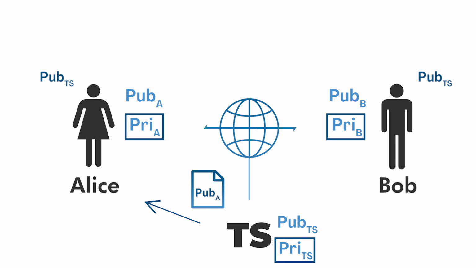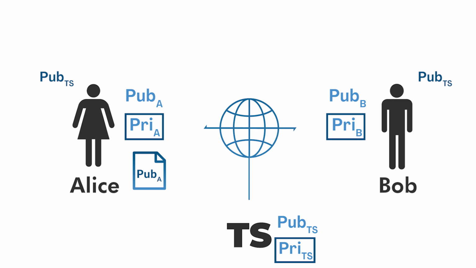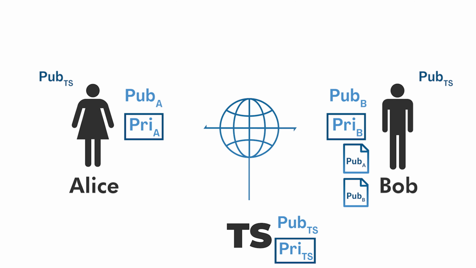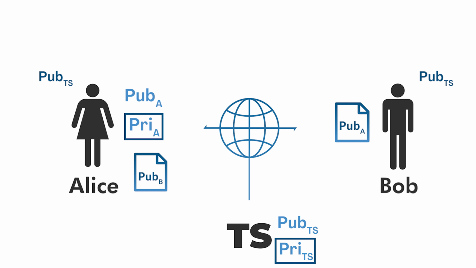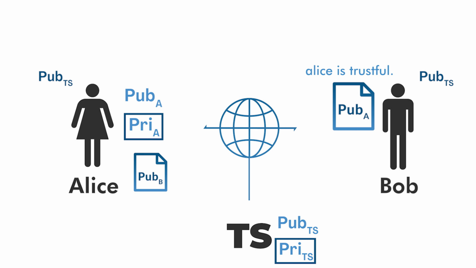So now Alice will keep this. Similarly, the same thing will happen for Bob as well. Bob will also get a certificate from Think Software because Think Software also knows Bob along with Bob's public key. So now when these two need to exchange their keys, Alice will simply send the certificate that she got from Think Software to Bob. And similarly, Bob will send the certificate that he got from Think Software over the network to Alice. When Bob receives the certificate that Alice sent, he will see in the certificate that Alice is trustful and this is the public key of Alice.